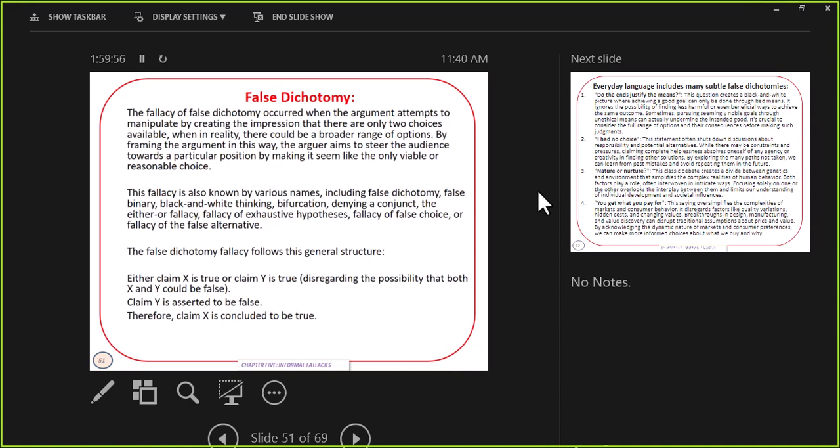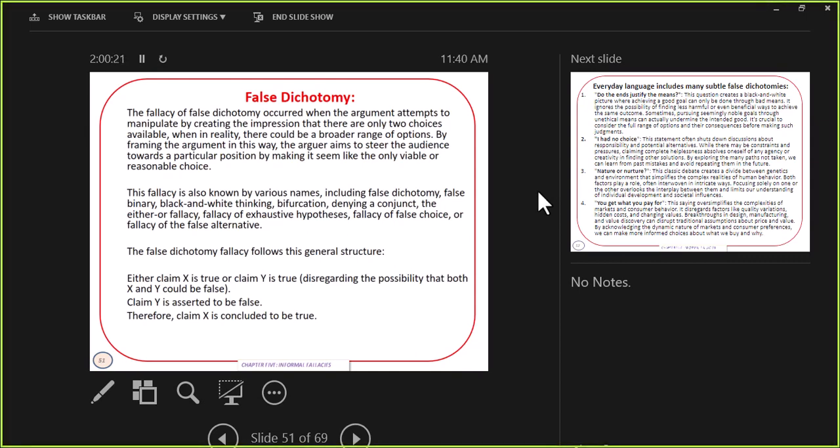False dichotomy. The fallacy of false dichotomy occurs when the argument attempts to manipulate by creating the impression that there are only two choices available when in reality there could be a broader range of options. By framing the argument in this way, the arguer attempts to steer the audience towards a particular position by making it seem like the only viable or reasonable choice.